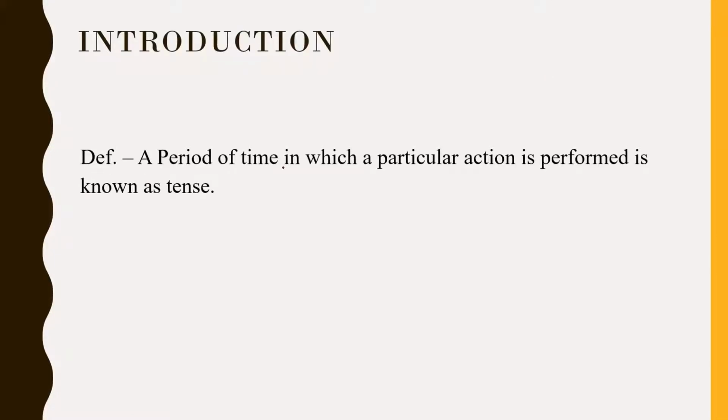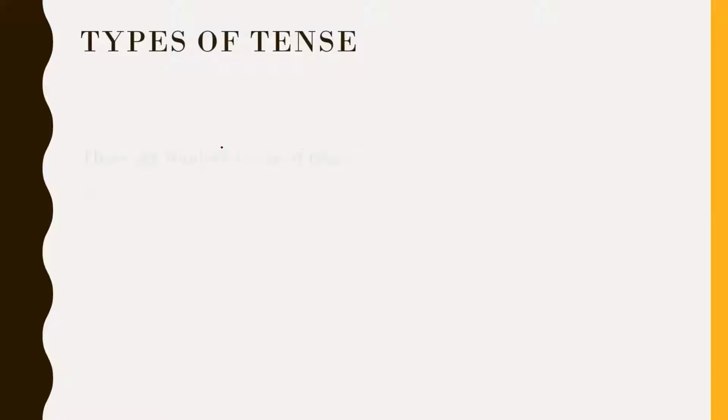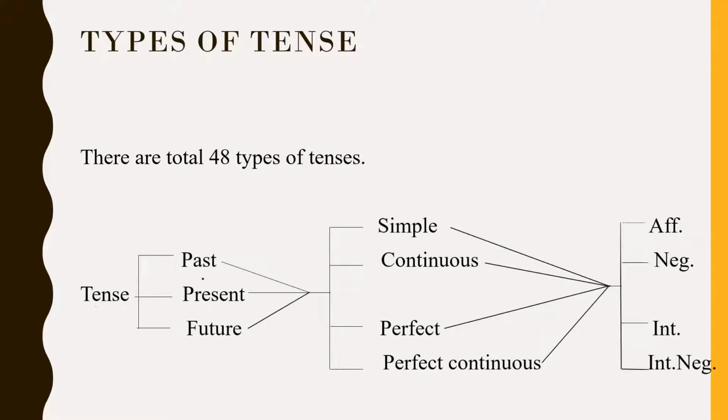Tenses. Introduction. Definition. A period of time in which a particular action is performed is known as tense. Types of tenses. There are total 48 types of tense. First, basically past, present and future. Then these are divided into four types, which are simple, continuous, perfect and perfect continuous. And then these four types are divided into affirmative, negative, interrogative and interrogative negative.